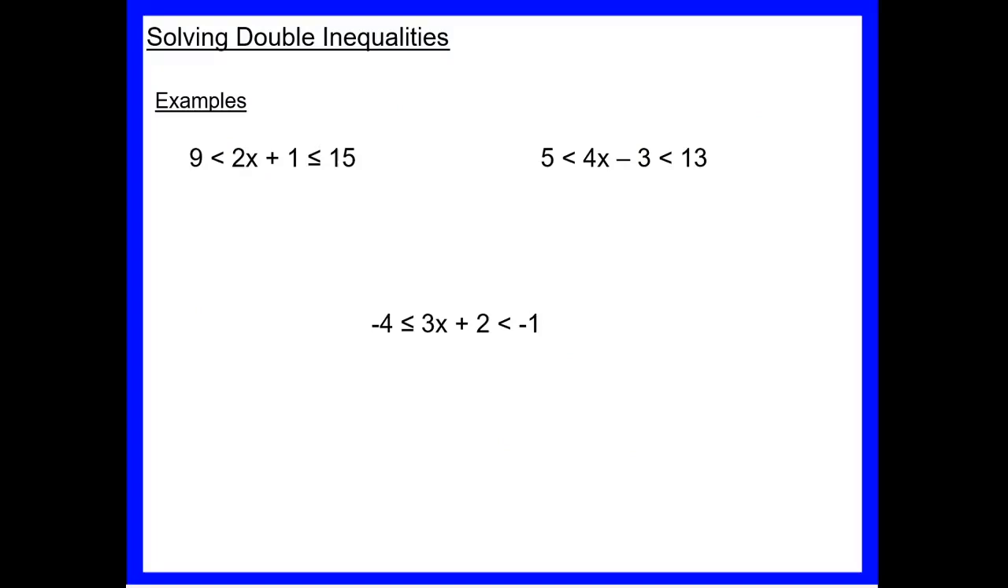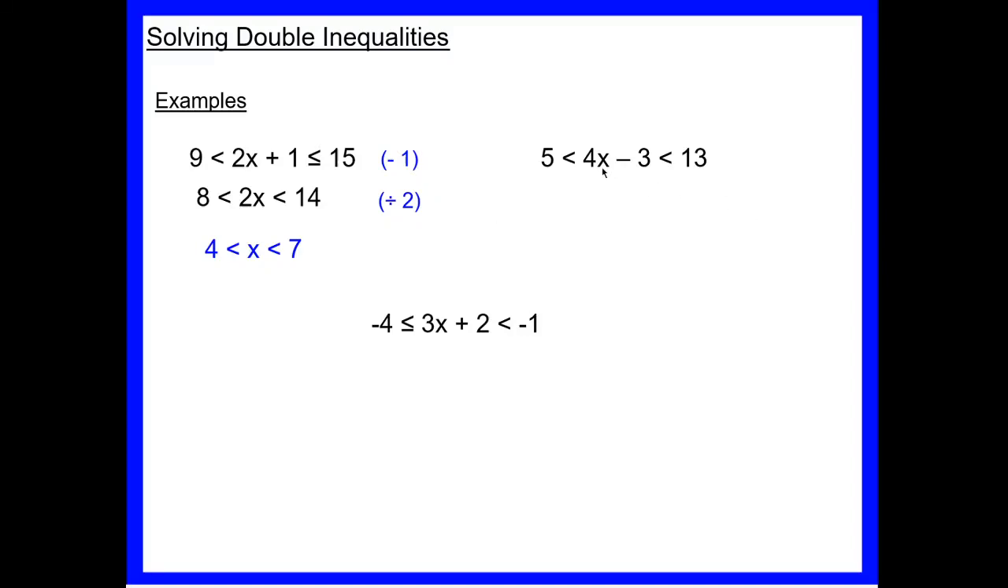Okay, moving on then to two-step double inequalities. So the only difference we've now got is that in the middle of our inequality here, we've got 2x plus 1. So we're going to do it in 2 stages. So first step, we get rid of anything added or subtracted. So to get rid of plus 1, we're going to subtract 1 again from all three parts. So we get 8 is less than 2x, which is less than 14. Now we divide everything by 2. 4 is less than x, which is less than 7.